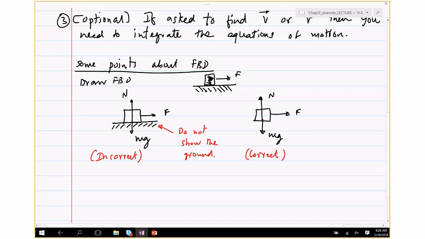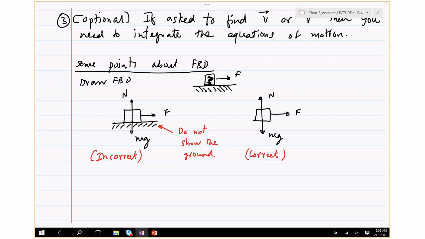The reason why this is wrong again is that the effect of the ground is replaced by the normal force. So when you draw the normal force, it means that the ground has been removed from the picture. If you show the ground and you show the normal force, that's not right, because that force N is an internal force acting between the body and the ground. In fact, if you draw a free body diagram of the ground, it would have a force N acting downwards, and when you put the two things together, the forces cancel off. So internal forces will not come in the free body diagram.